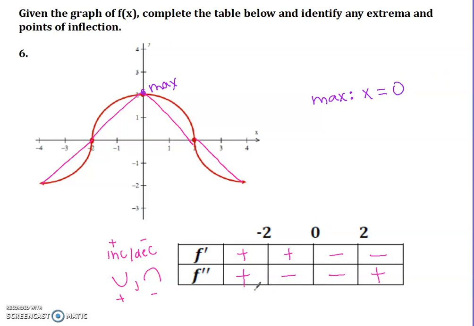Okay. But the concavity changes 2 places, so I'm going to have 2 points of inflection. I'm going to have one here at -2 and one here at +2. So my points of inflection are going to be x equals positive and -2.